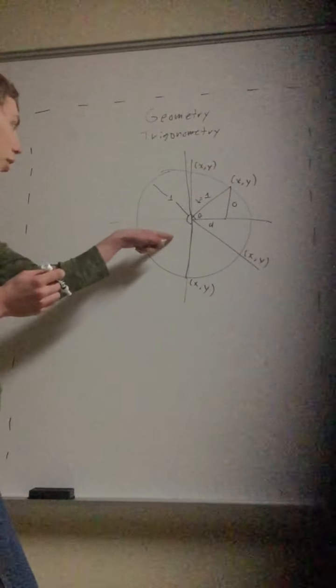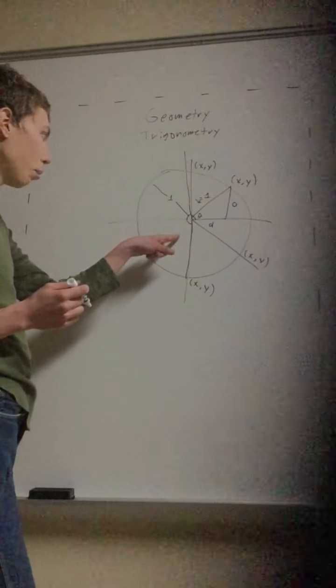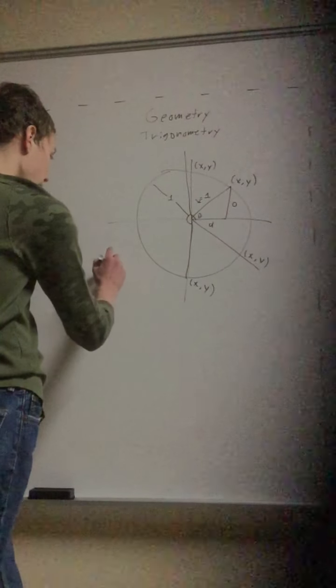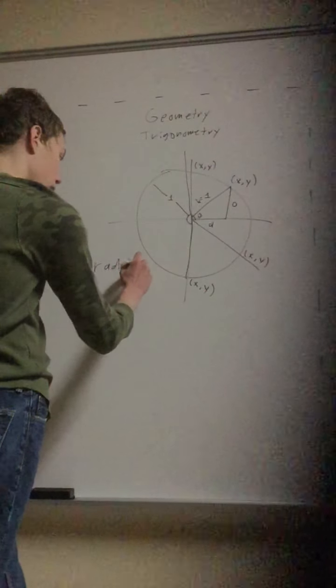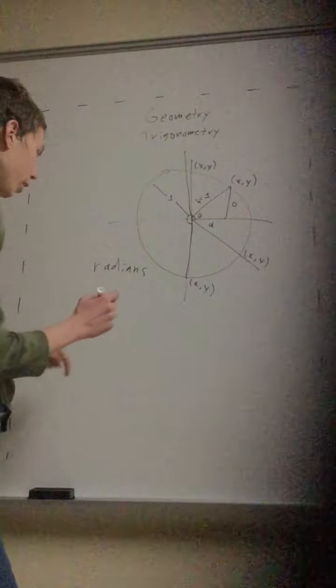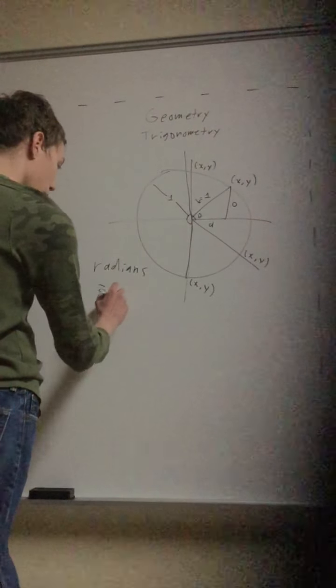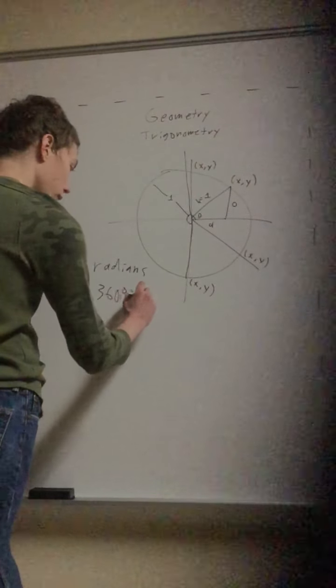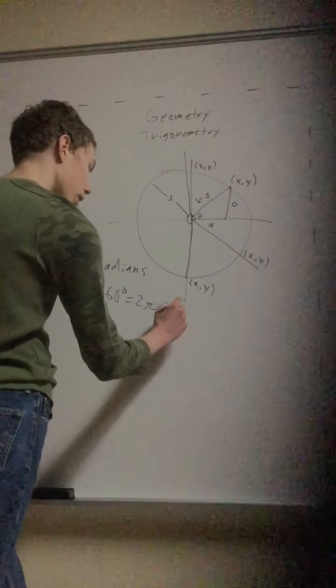The next idea: degrees are really nice and easy to understand, but in mathematics, we need to use radians, which is just a unit where instead of a full circle being 360 degrees, it's equal to 2 pi radians.